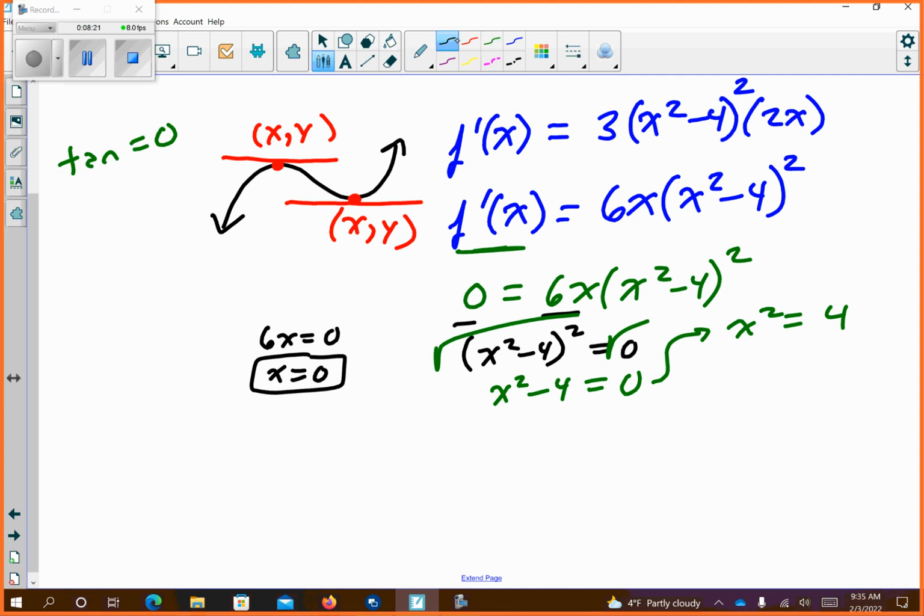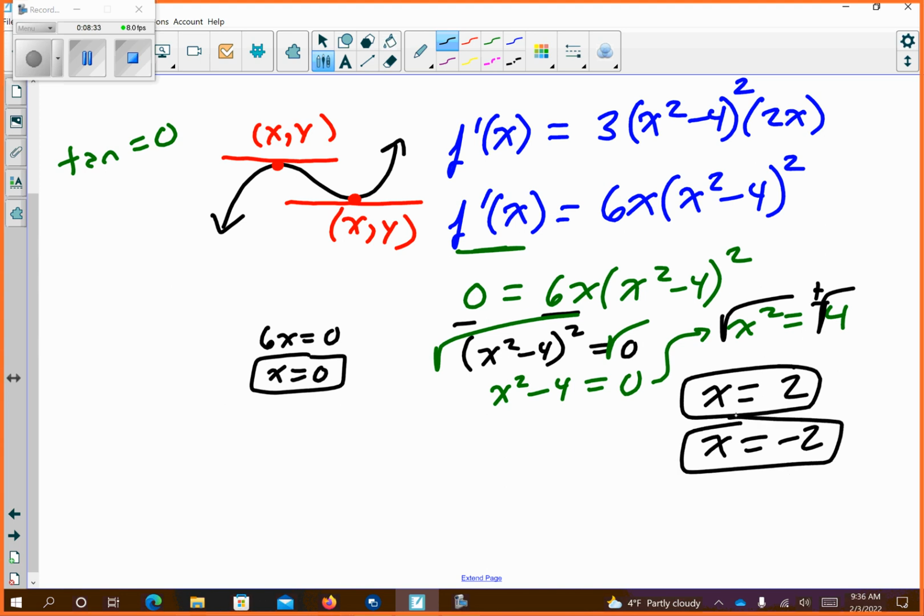So now I'm going to take the square root of both of these. Do not forget the plus minus. So that means x equals 2 and x equals negative 2. Okay. So there's actually 3 places on this graph where the tangent would be 0. So what I'm going to do with each of my points is plug them back into the original. So I'm going to have 0 comma something, 2 comma something, and negative 2 comma something. So we have to figure out the somethings.